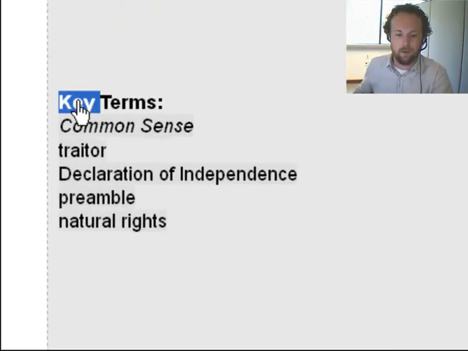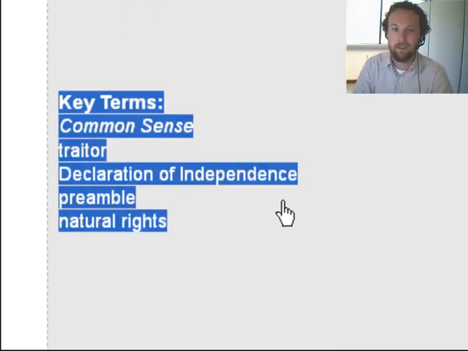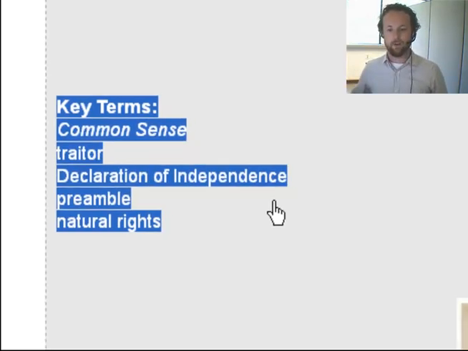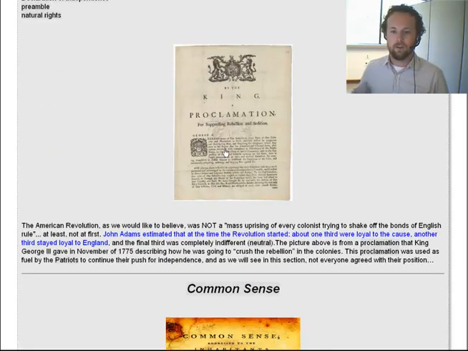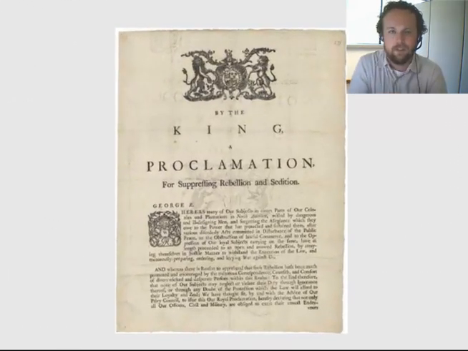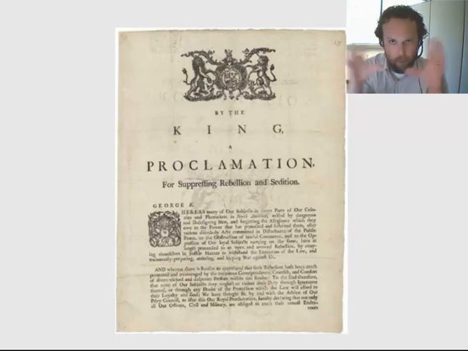And our key terms for today are Common Sense, Traitor, Declaration of Independence, Preamble, and natural rights. So, to start us off, I want to take a kind of broad look at the American Revolution as a whole.